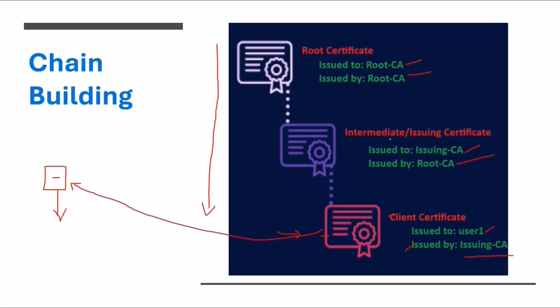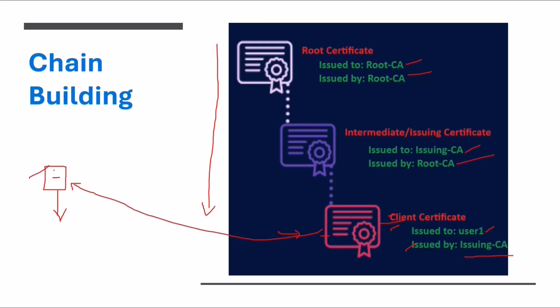Then there is an intermediate or an issuing certificate, which is issued by the root to the issuing CA. And then there is the leaf or the client certificate, which is issued by the issuing CA to the user. Now, as I said, this client certificate will be presented to a VPN or a Wi-Fi endpoint for authentication.